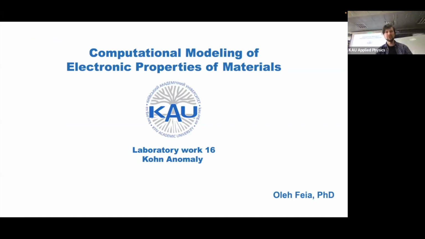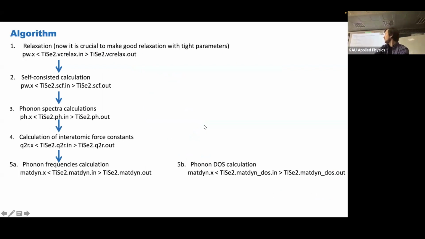So today I want to illustrate for you something unusual called the Kohn anomaly. You will see what it is, why it is an anomaly, and how it is connected to charge density wave, because we worked before with titanium diselenide. We built its band structure, DOS, and Fermi surface. It was two or three times your homework to deal with titanium diselenide, and we are continuing to work with it, and now we will build its phonon dispersion.